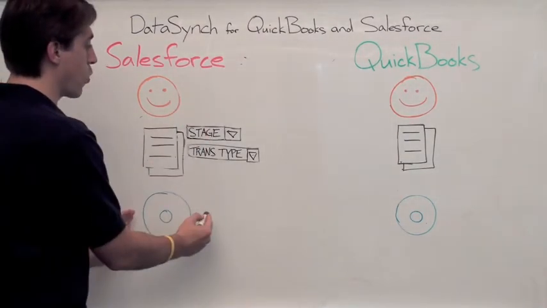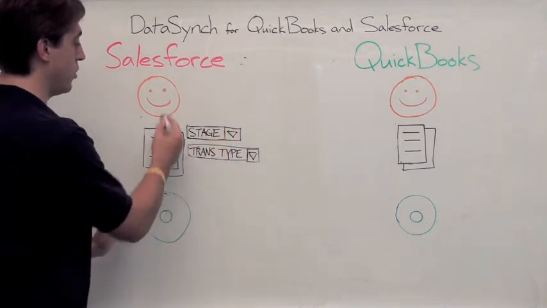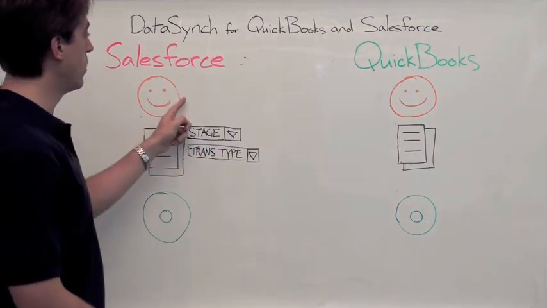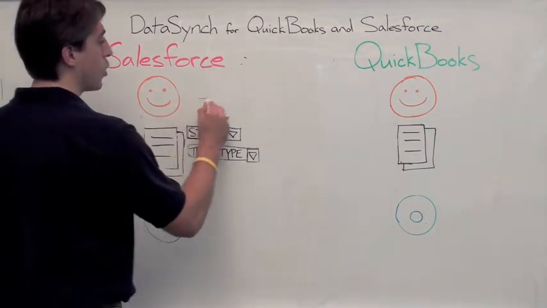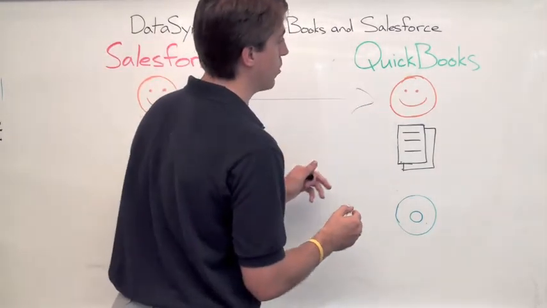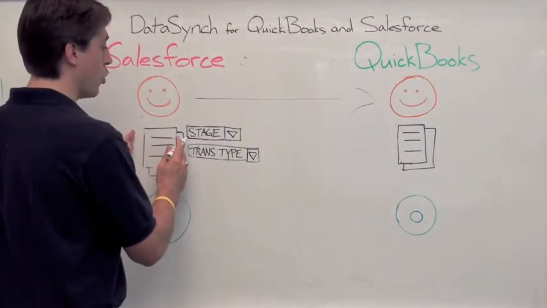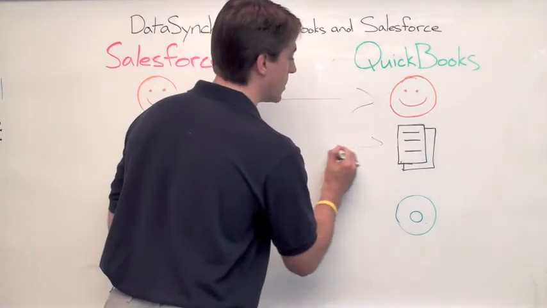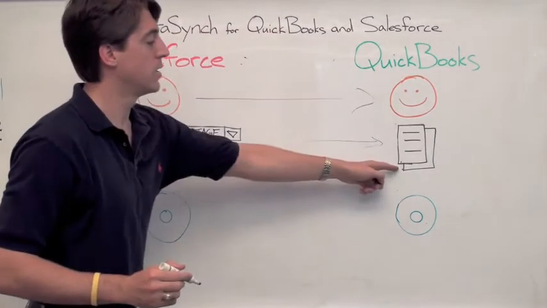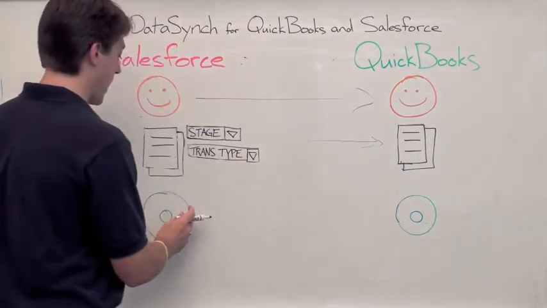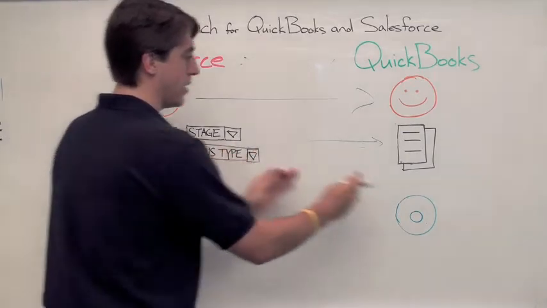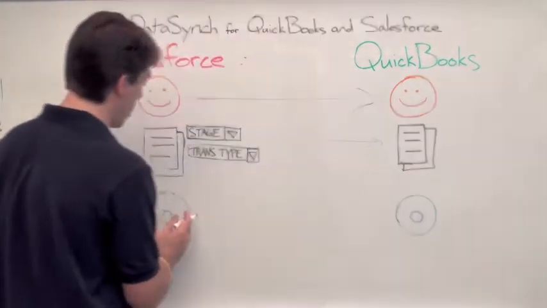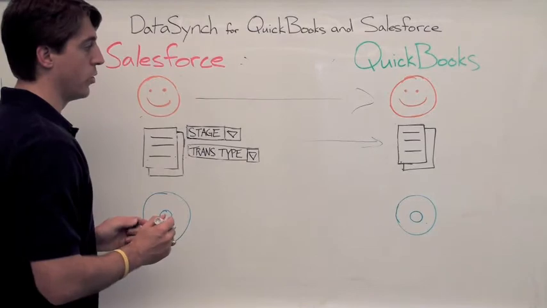because we are meeting the requirements, we have a closed won opportunity and everything else is filled out, we will take this account and create a customer in QuickBooks. Take this closed won opportunity, create a transaction in QuickBooks, and populate that transaction with the same products that we put in the opportunity here.